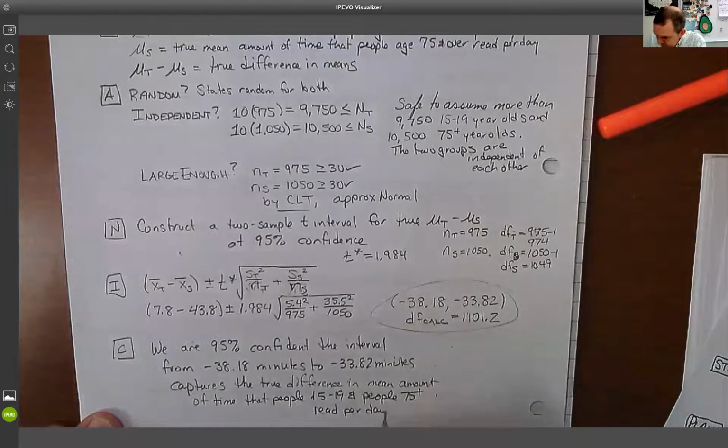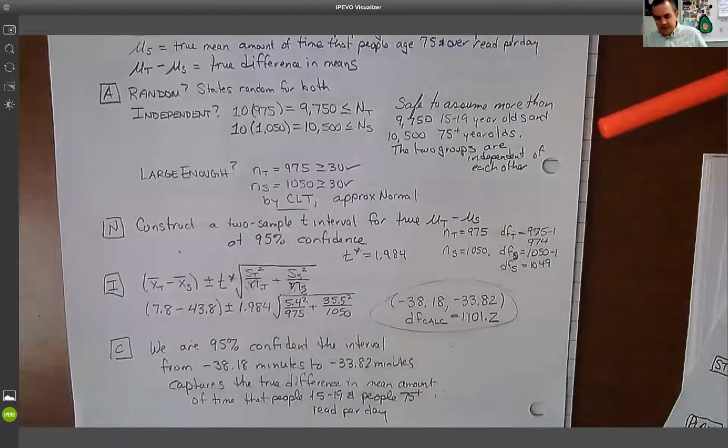And if I needed to make some sort of interpretation in the context of this, would you be surprised? Do you believe that older people read more than younger people? Well, based on this interval, look for the number 0. And if you notice, the number 0 is not in the interval; it actually is all negative. So what this would imply to me is that I could draw a conclusion that 75 plus year olds actually read more on average than teens.